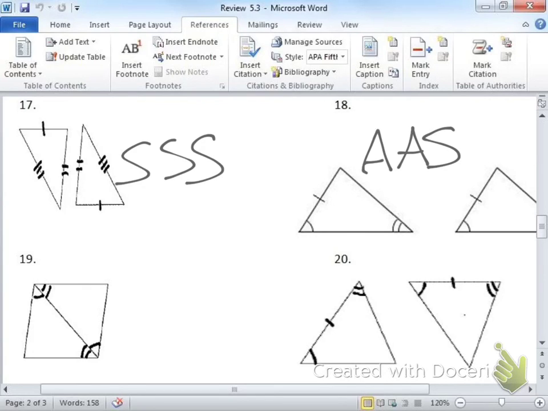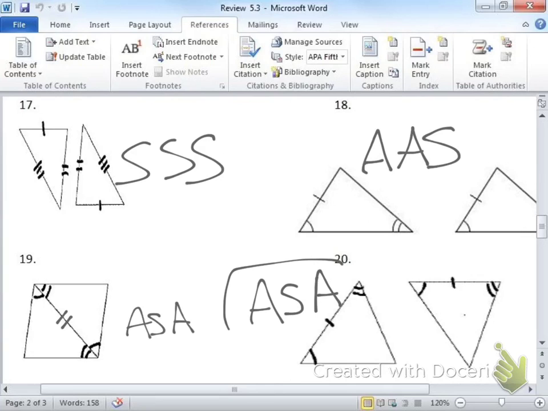Number 19, you have to recognize that these overlapping sides are the same segment. So they're congruent. So then I have angle, another angle, and the side that's in the middle. So angle, side, angle. Number 20 is also angle, side, angle. You have two angles and the side that's right in between them.